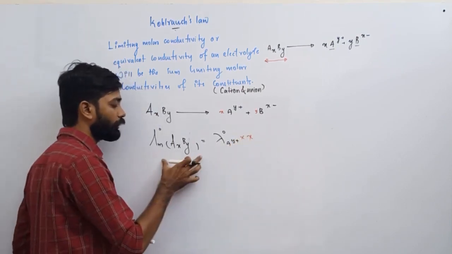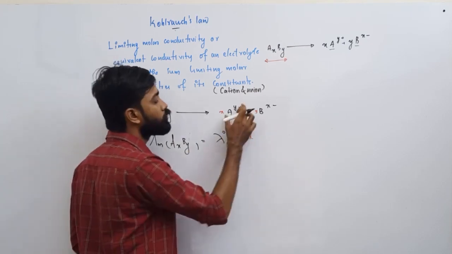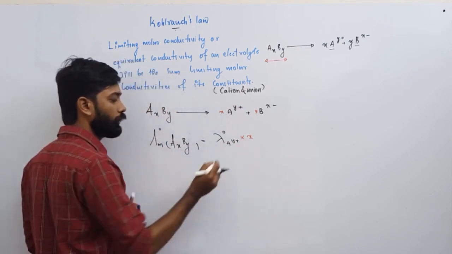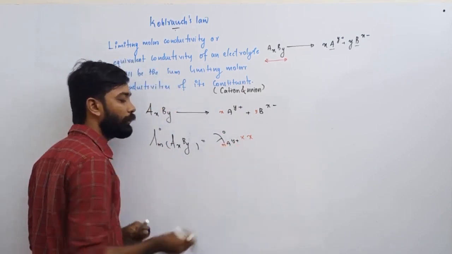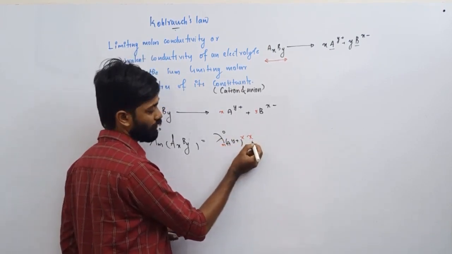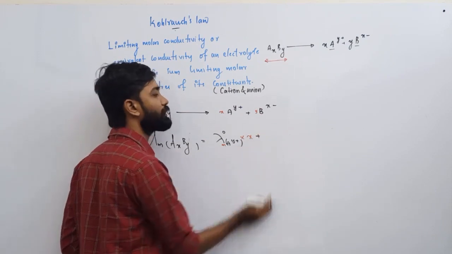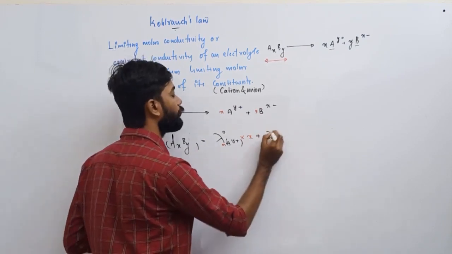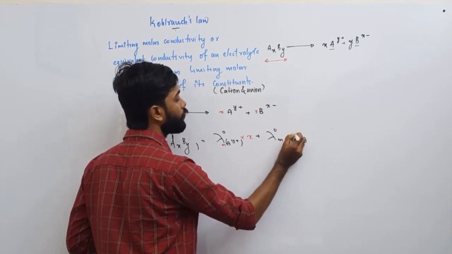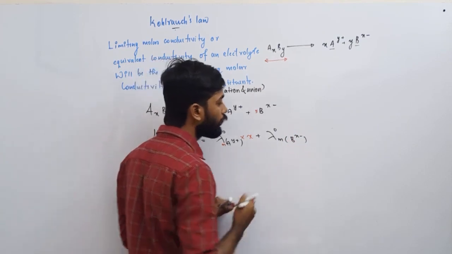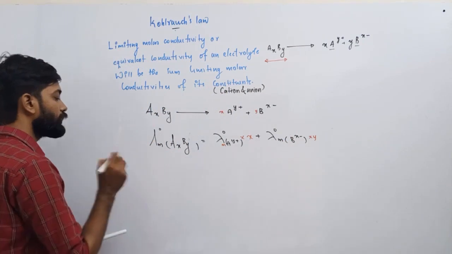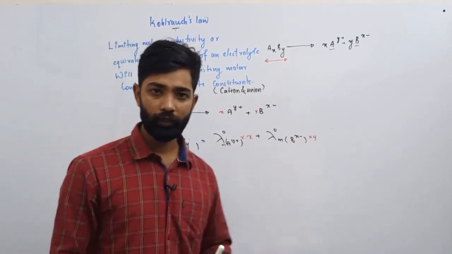So, in order to find the limiting molar conductivity of that electrolyte, you simply take the limiting molar conductivity of your cation, lambda m A^y+, into the number of such A^y+. How much? x. Plus the limiting molar conductivity of the anion, B^x-, into its number. Ready? Fine. So this is the expression for limiting molar conductivity of an electrolyte.